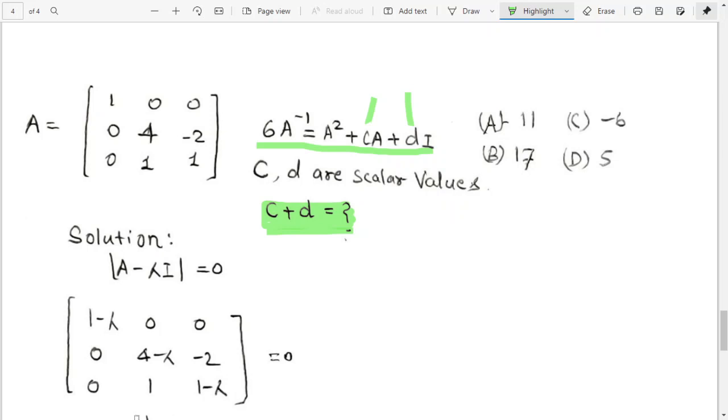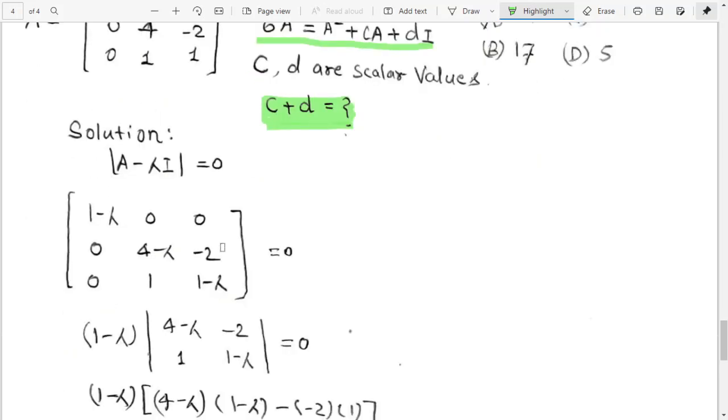To solve this question, basically you need to calculate the determinant of A minus lambda I equal to 0, because these are the properties of eigenvalues, and you need to calculate the eigenvalues of the 3 by 3 matrix.